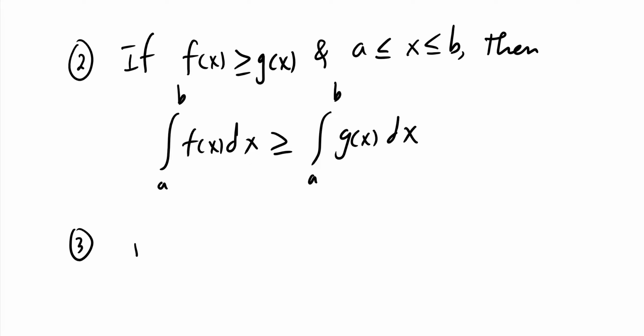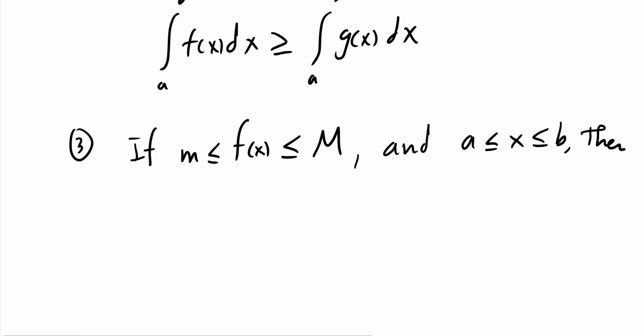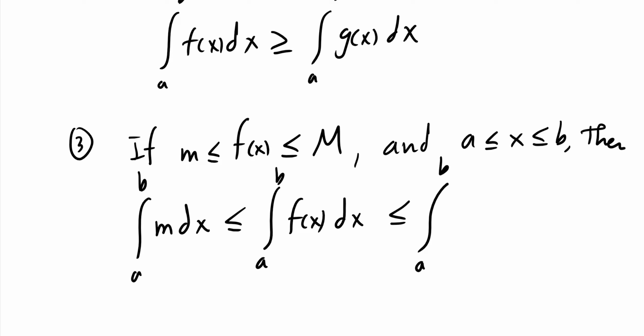Third: if small m, a constant, is less than or equal to the function, and the function is less than or equal to capital M, so the graph of the function is bounded between these two real numbers, and x is from a to b, then the integral from a to b of small m dx is less than or equal to the integral of the function from a to b dx, less than or equal to the integral from a to b of capital M dx.